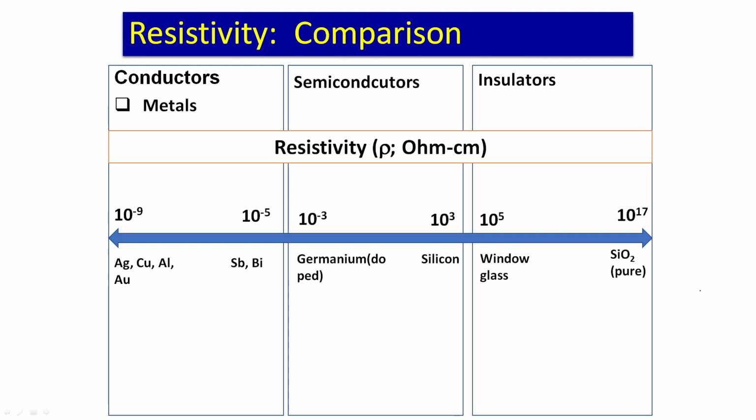Window glasses have very high resistivity, 10 to the power 5. Silicon dioxide, pure silicon dioxide, is basically sand, pure but without any impurity, 10 to the power 17. That must be a good insulator. Polymers will have similar values, 10 to the power 15, 10 to the power 14 ohm centimeter.